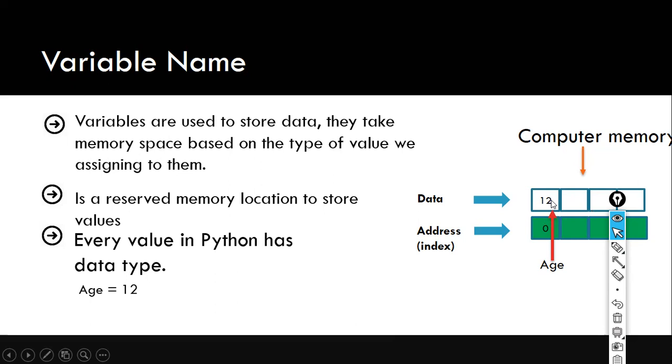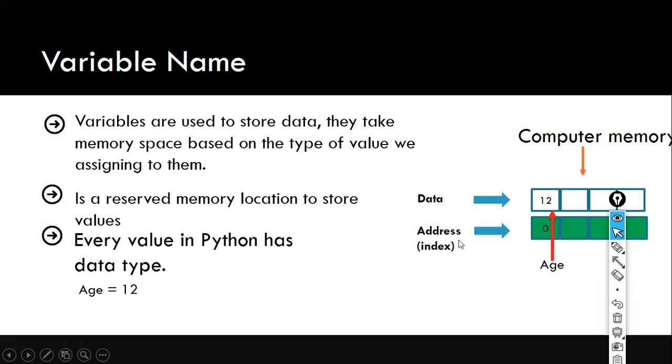You need to give some context to that. So with the help of the variable, we can locate the values that got stored in memory. The variable, in this case age, is used to store the data. It takes memory space based on the type of the value we assign to it. Supposing you use the float data type, it requires a little more space than the integer data type. It is a reserved memory location to store the value.